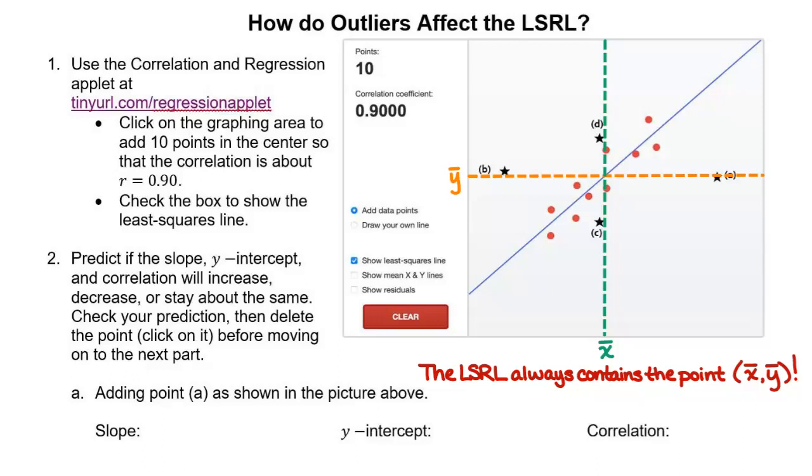I want you guys to get this note. I want you to draw this, not that part. Add this to your notes about where mean X and mean Y would be, just so you have a little graphical representation to look at. And this note I would like for you to add. The LSRL, least squares regression line, always contains the point X bar, Y bar. Remember that bar over the top just means average or mean.